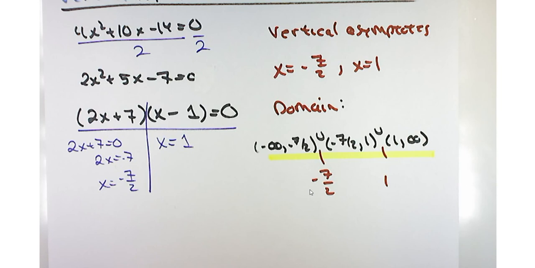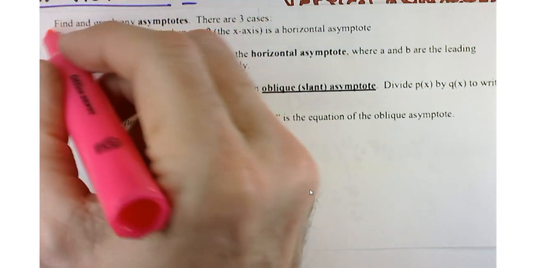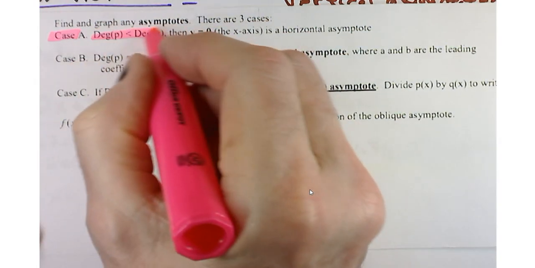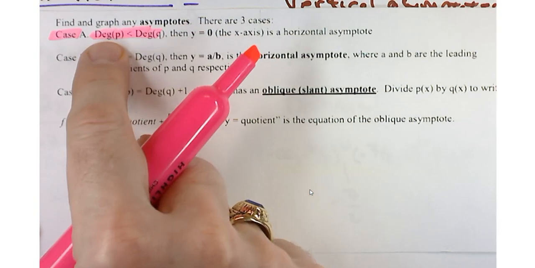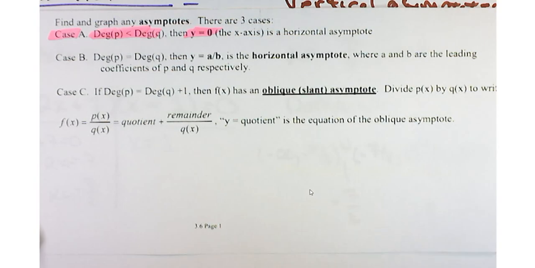Now, our horizontal asymptote has one of several possibilities. So let's take a look at that little handout that I passed around and look through those. For horizontal asymptotes, we have to play a little bit of a game. We have to decide what case we're dealing with. Is it case A? So case A, if the degree of the numerator is less than the degree of the denominator, then y equals 0 is your horizontal asymptote.